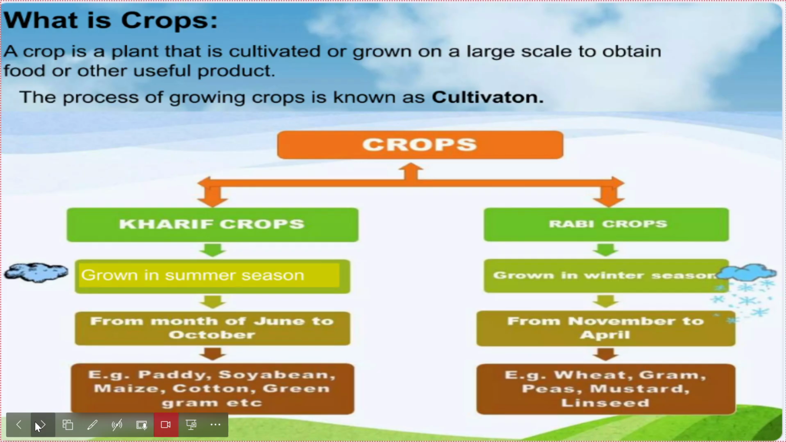Rabi crops are grown in the winter season. They depend on the winter rainfall from November to April. Examples: wheat, gram, peas, mustard, linseeds, etc.